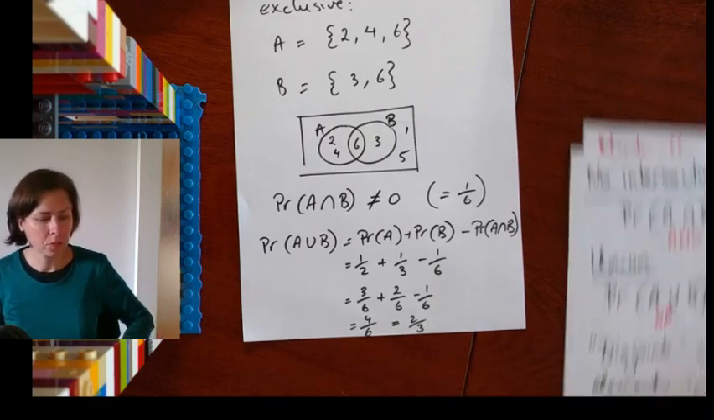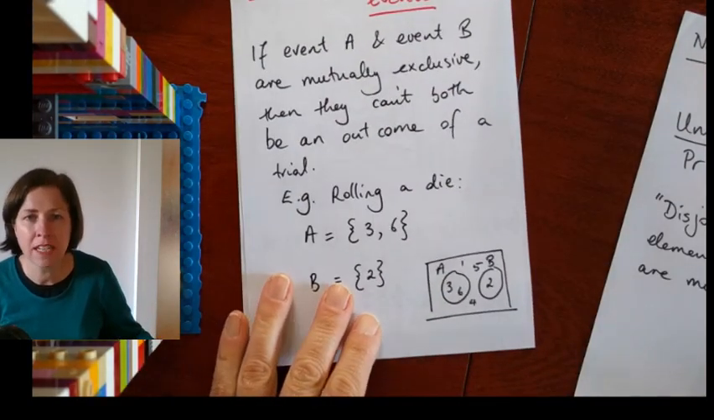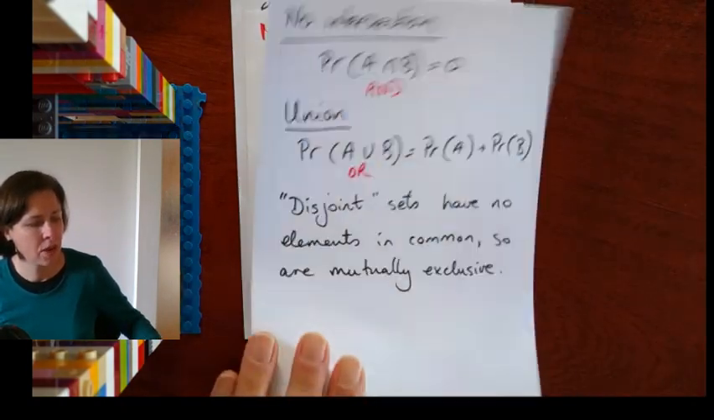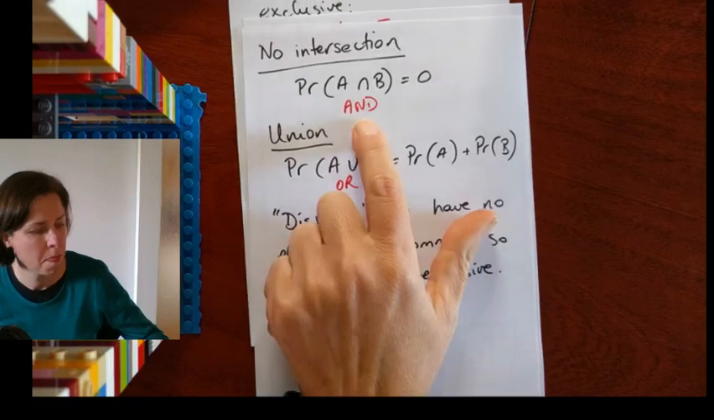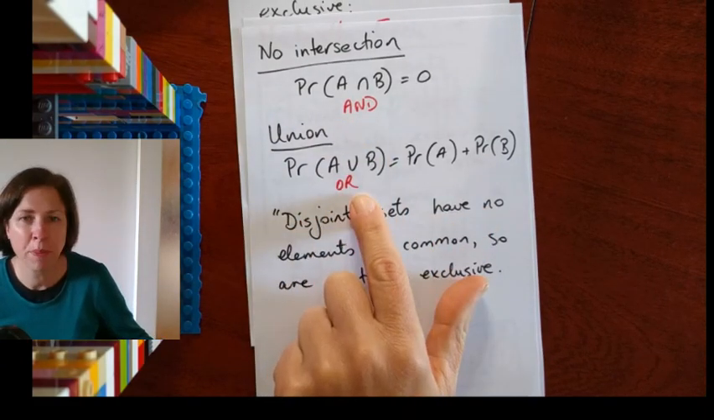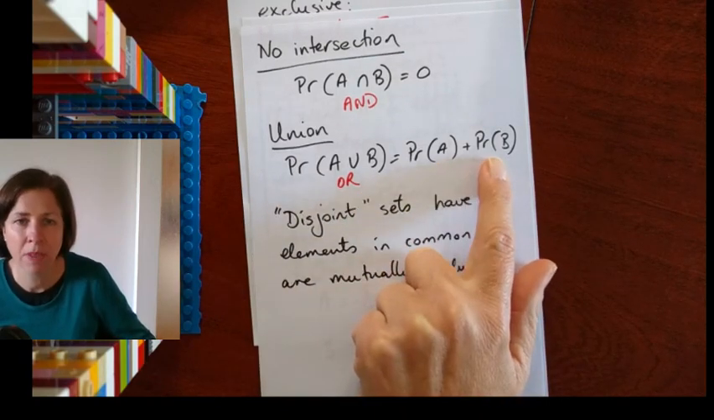So, just to recap, mutually exclusive events can't both happen at the same time, and we have these two important rules. The probability of the intersection is 0, and the probability of the union is the probability of A added to the probability of B.